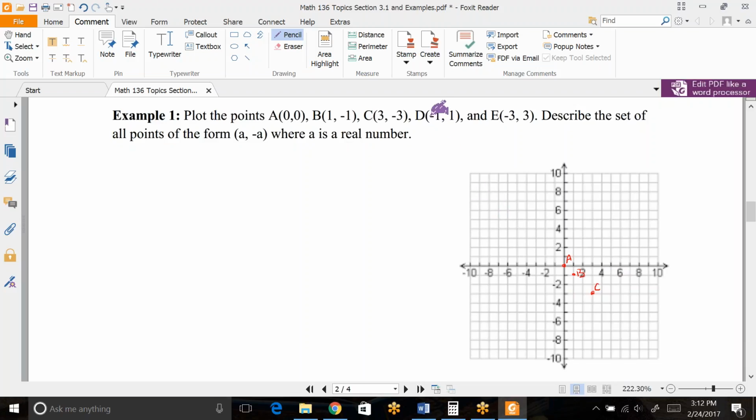D is left 1 because it's negative from the origin, and then up 1. And then E is left 3, up 3.